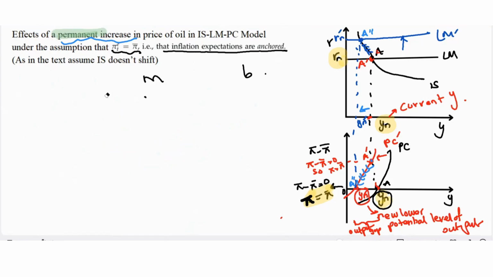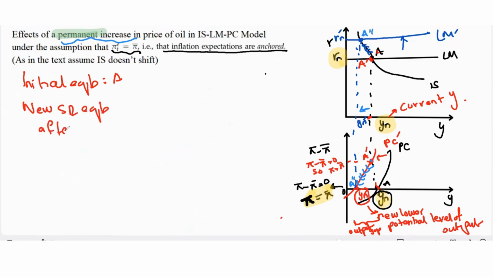So just to summarize, in this diagram, the initial equilibrium was at point A, where we started off with medium run equilibrium, right? The new short-run equilibrium after the increase in oil price is A prime. Remember, short-run equilibrium occurs at the intersection of IS and LM. IS and LM did not change over here. Again, we're assuming IS does not shift, as in the text.